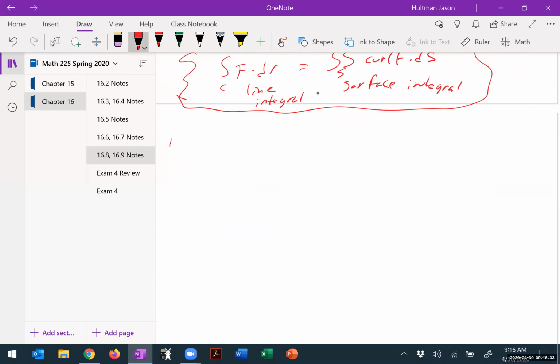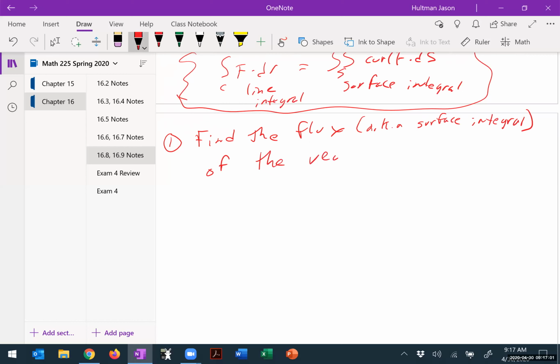Okay, so let's do an example of this. Find the flux, aka surface integral, of the vector field F equals Zi plus Yj plus Xk over E.